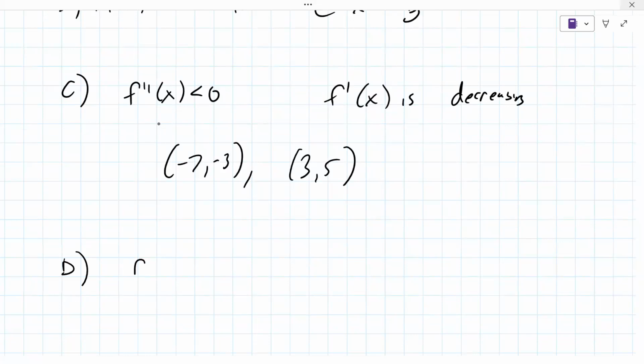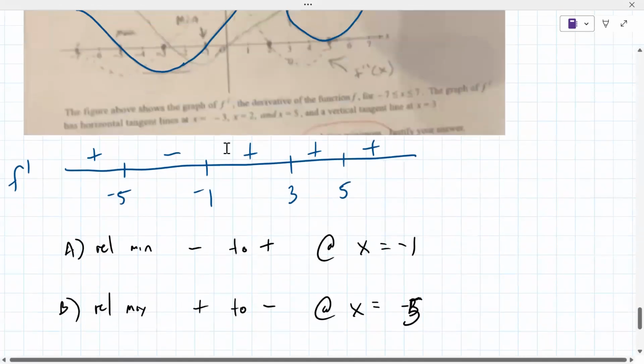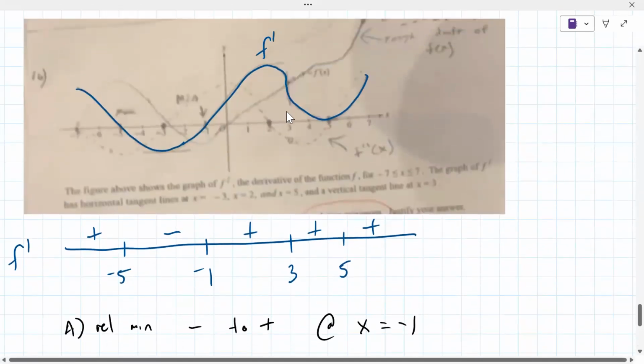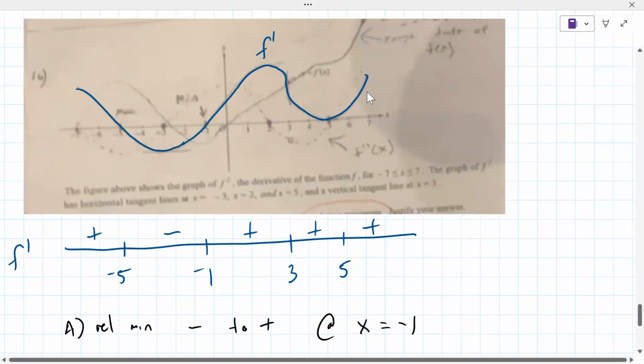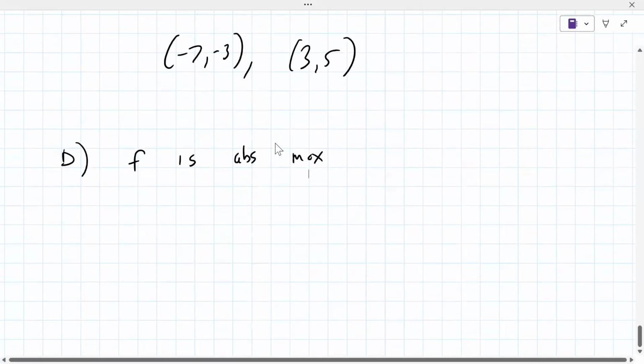So the next one's asking where F is an absolute max. A little out of scope for you guys. It has to do with the area under the curve. But I don't think you would know enough for that. I don't know how you guys are supposed to know this much. But it's at 7. I don't know how you would know that.